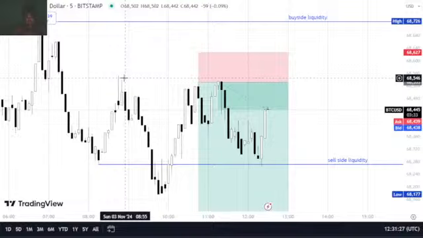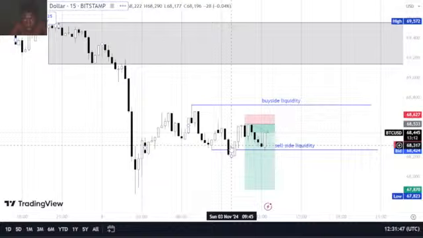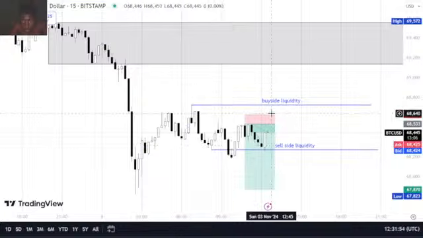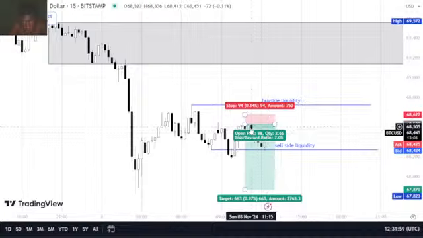Let's see. So this is the 5 minutes. Let's check on the 15 minutes and see. So price came down to this very demand zone and took off. Well, praying it doesn't cross this very zone.